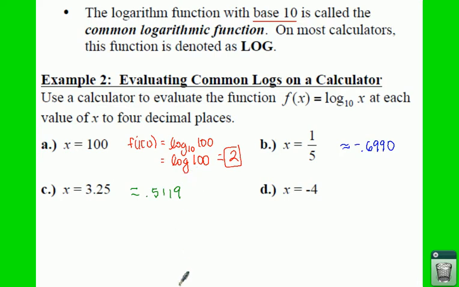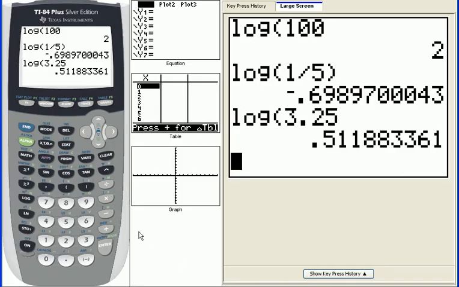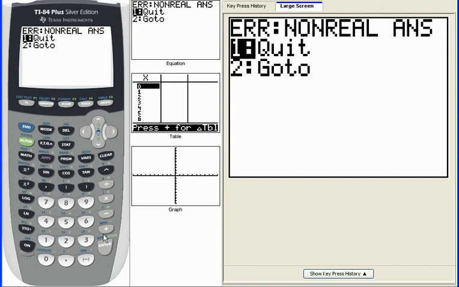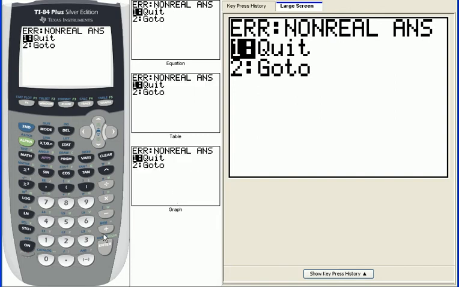And for D, we're going to find the log of negative 4. What can we raise 10 to, to get a negative 4? So we say the log of negative 4, and we get a non-real answer. Yeah, this is a non-real answer.